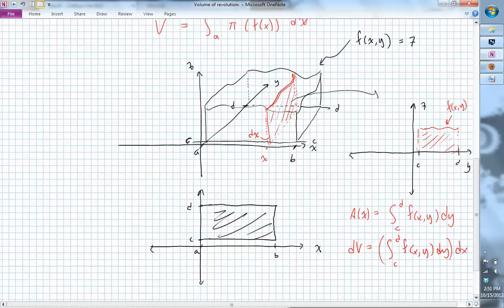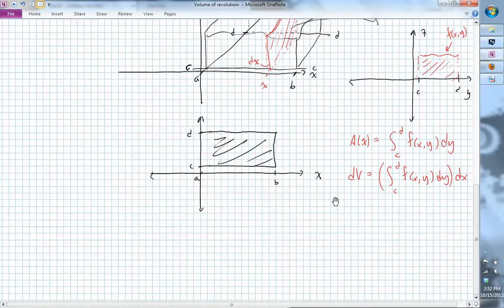Now, over what range of x values am I building these cross sections? Remember, x was an arbitrary value between a and b. So if I would like to get the volume of the full brownie, what's the next step? Integrate with respect to x from a to b. So the full volume, let's go back to black here.